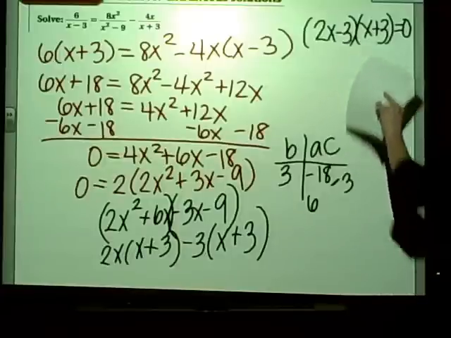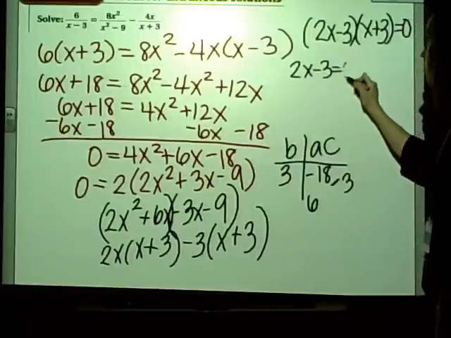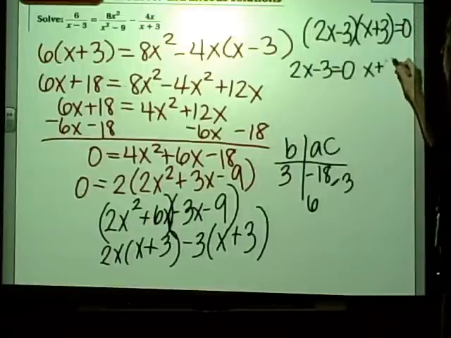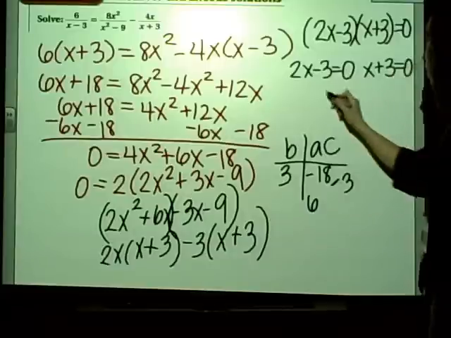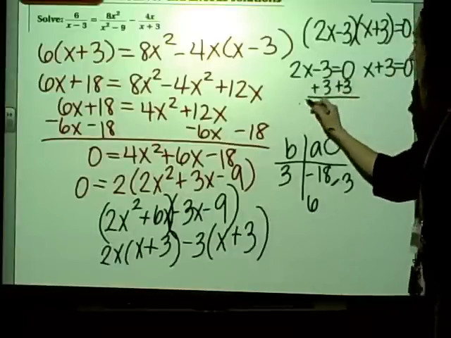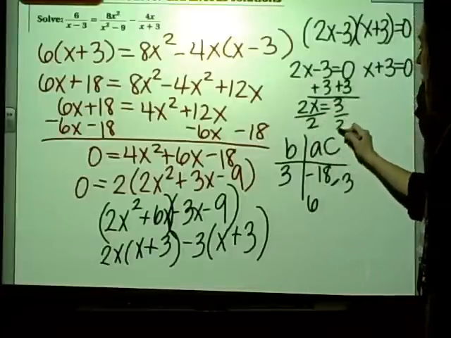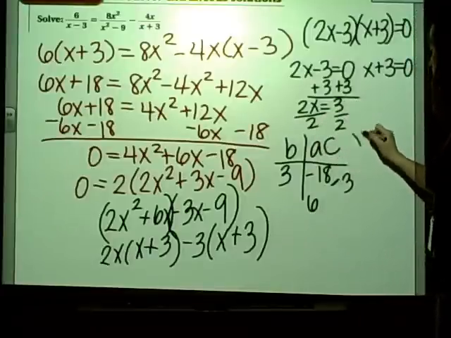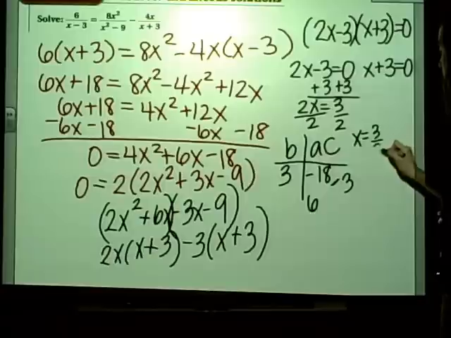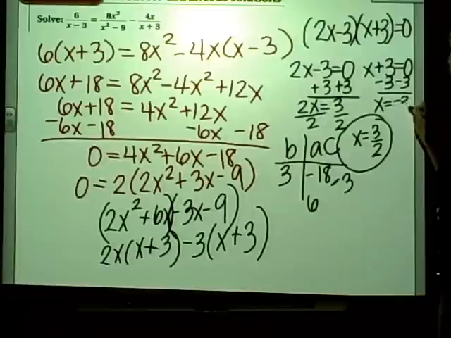I'm going to set each one equal to 0, each set of parentheses, according to my zero product property. We're going to add 3. We get 2x equals 3. I divide by 2, and one of my answers is x equals 3 halves. We're going to do the same to this one. Subtract 3. We get x equals negative 3 as my other one.